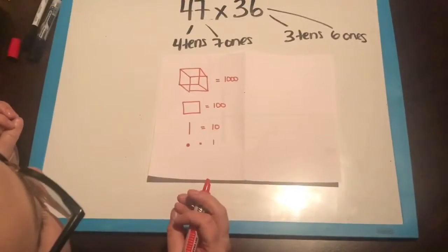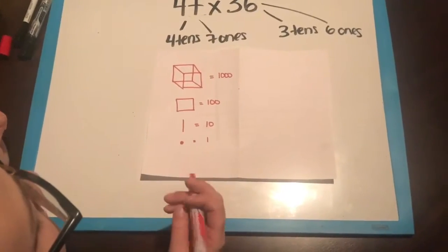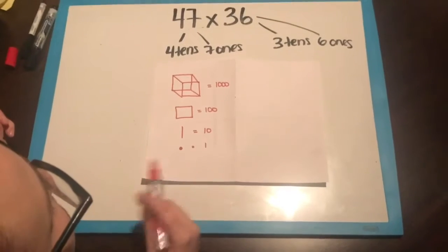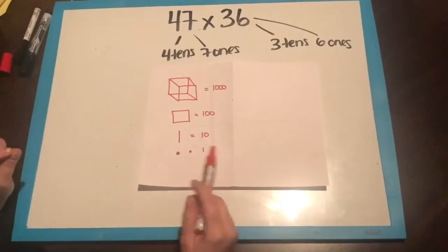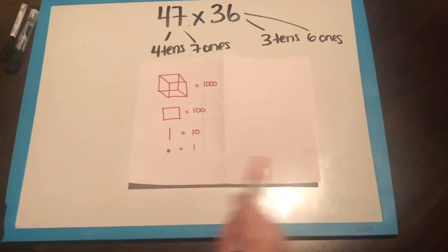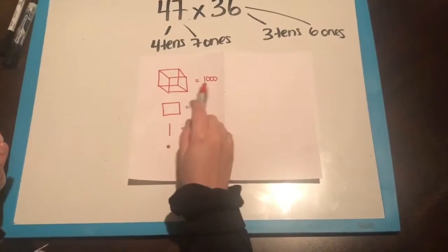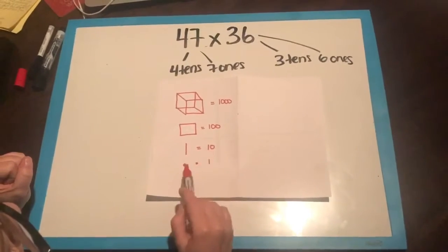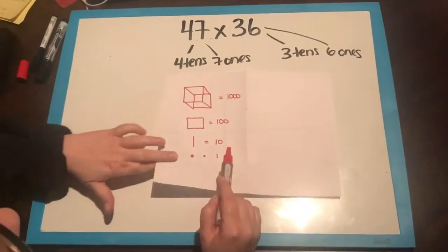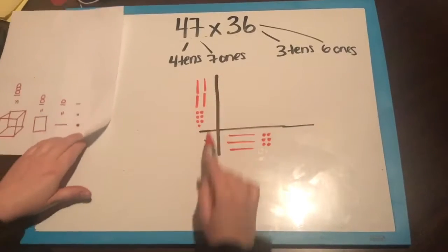So instead of using our base 10 blocks this time, we're going to use pictures to help us represent our factors and figure out our product. So this is really good in an exam situation. If you have trouble figuring it out, you can just draw some pictures and figure out the grid this way. So if we make our cube equal 1,000, our square equal 100, and our line segment equal 10, and our little dot equal 1, we're going to do the same grid procedure, but this time we're just going to use our pictures instead.